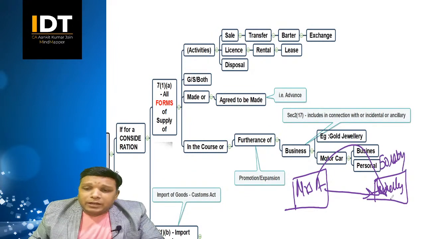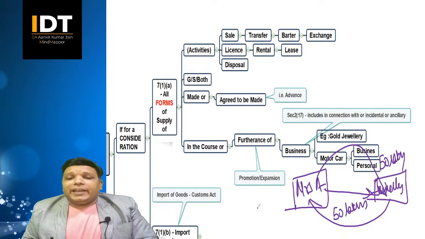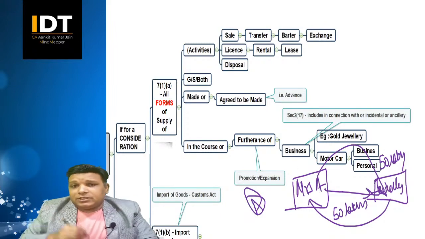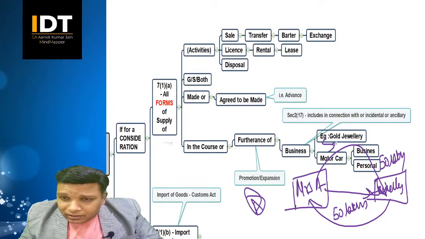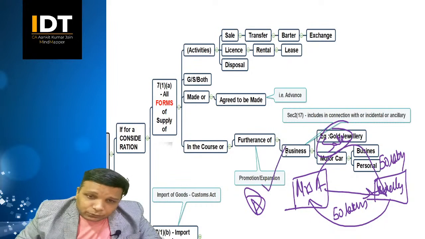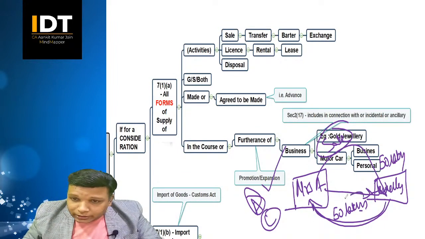This jeweler in turn makes her the payment of 50 lakh rupees. Right? So an activity is there. There's a transfer, there's a sale. The sale of jewelry is happening by Mrs. A to the jeweler. So the activity condition is fulfilled. Whether consideration is there? Yes, consideration is also there.